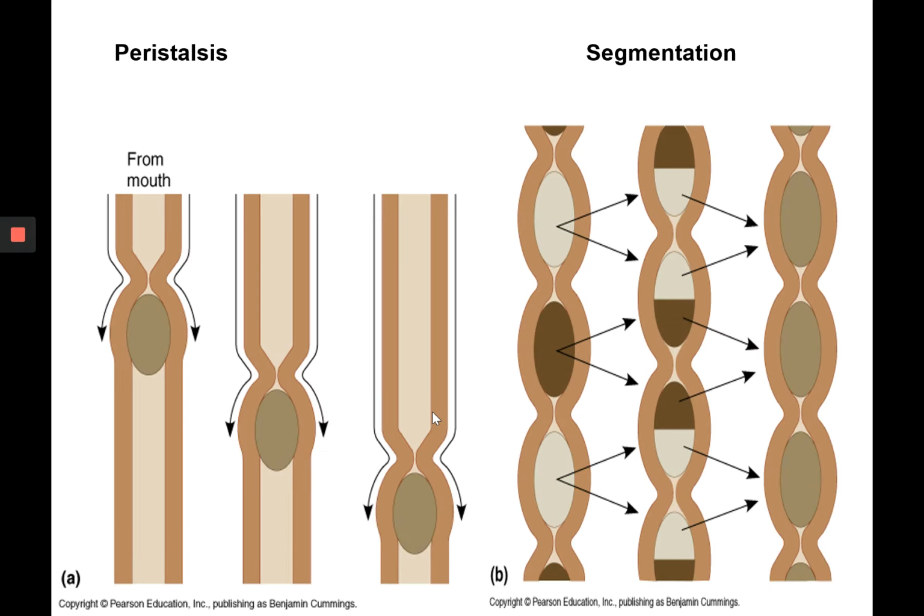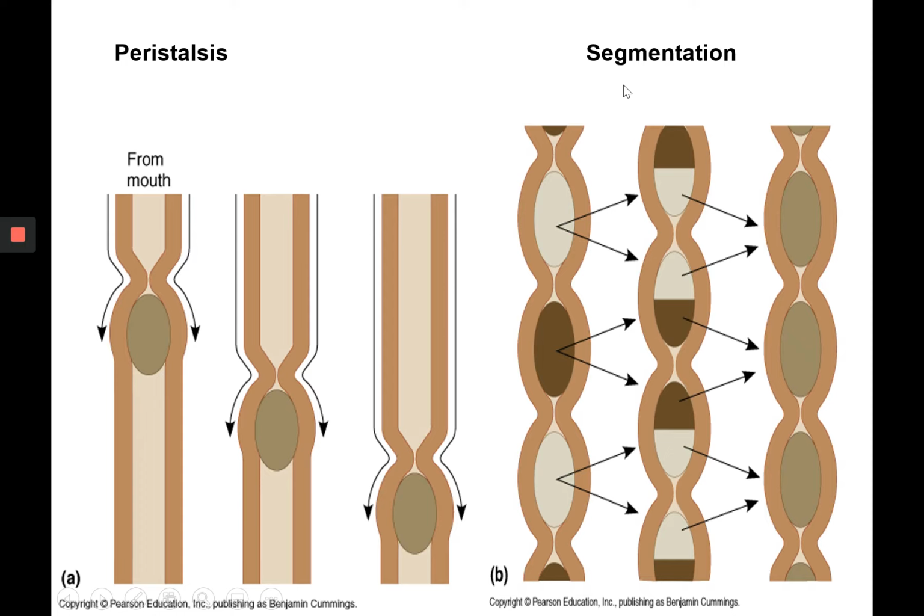Here are 2 smooth muscle contractions. Peristalsis is a part of the propulsion step of digestion. And we can see here that the back and forth contraction and relaxation in adjacent segments of the GI tract moves food from one area to another.